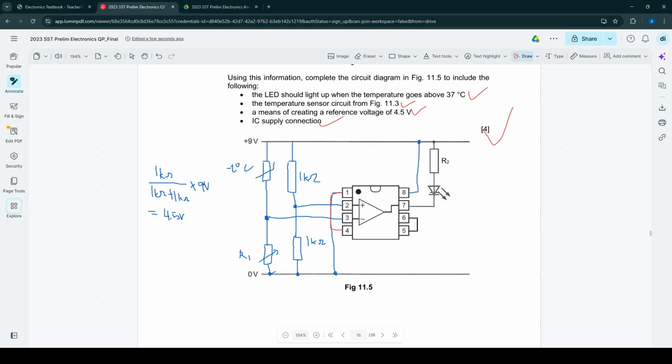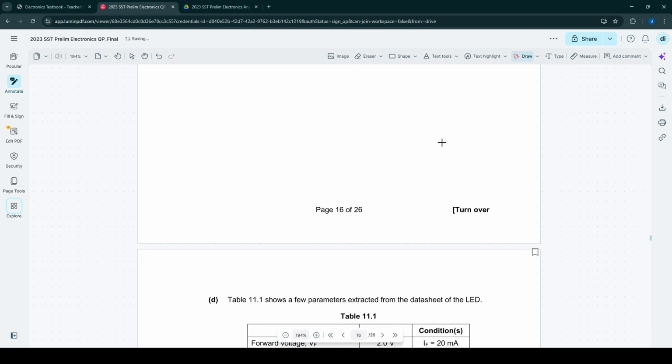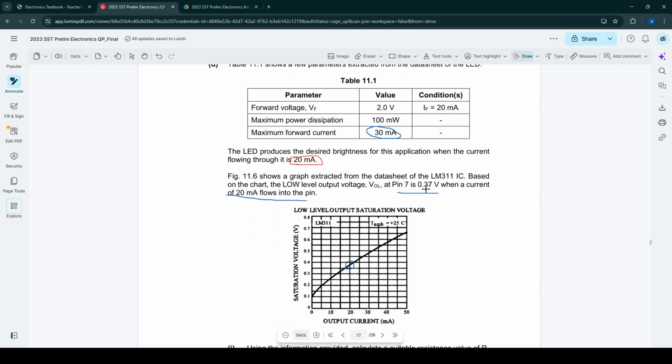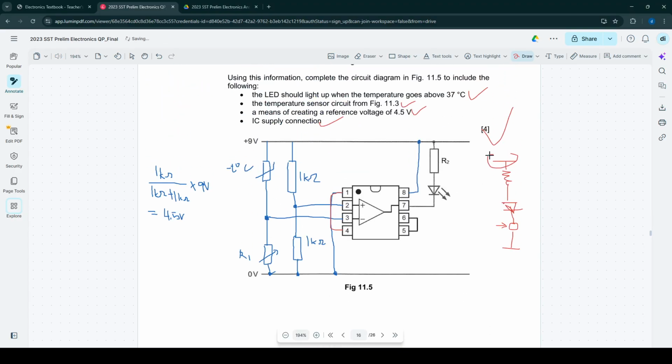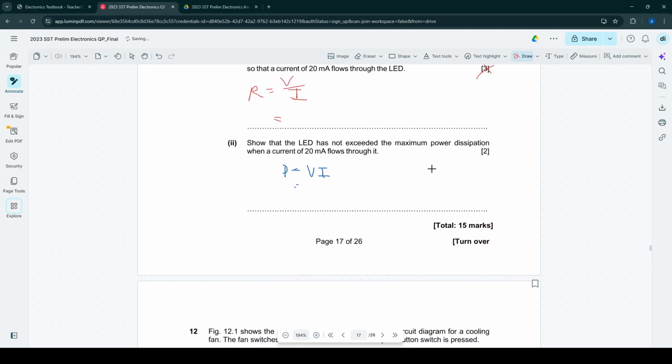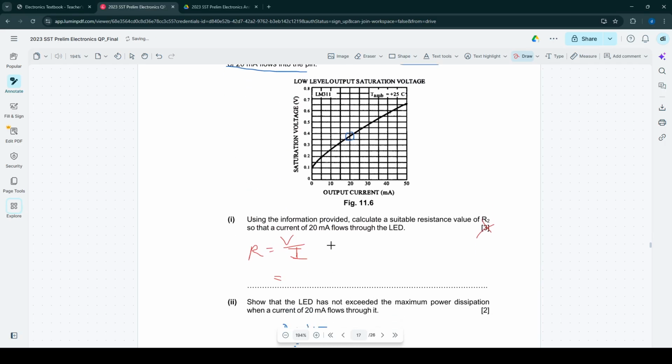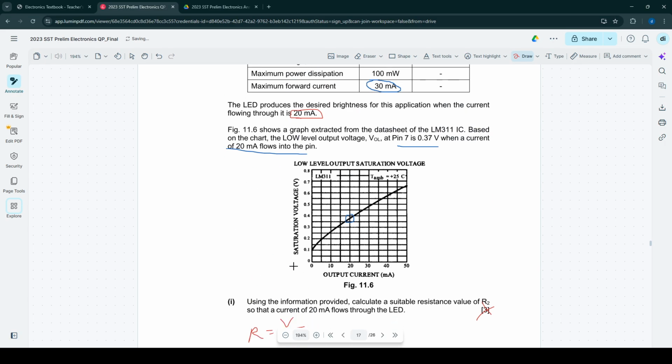Okay, KVL again. Now we have 3 components here. We have this battery, we have the resistor, we have the LED. I love this software. And then we have this thing that is close to 0 volts, but it's not 0 volts. It's 0.37 volts. Using KVL, we know that this is equal to this plus this plus this. So to find the voltage here, we just take this minus this and this, and then we'll get the voltage there. And we know the supply voltage is 9, I think.